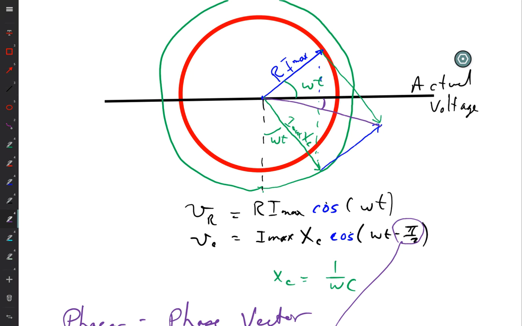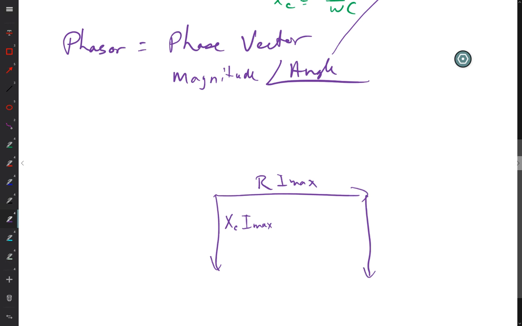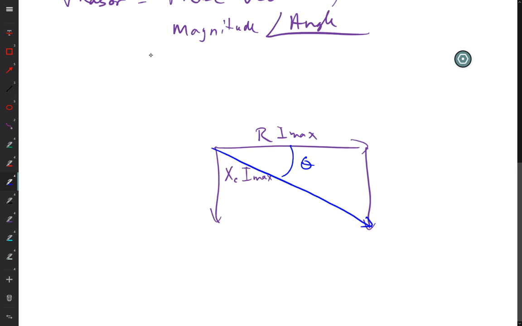And so for this case, it depends on what the values of omega and C and R are, what my answer is. But I get it by just taking those, redraw the picture. So I have, this is R I max. This is X sub C I max. If I add these together, move it out there, and I have a pretty easy resultant here. The resultant is going to have, actually, different pen, different rules.